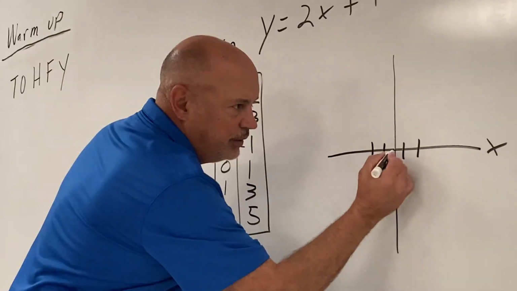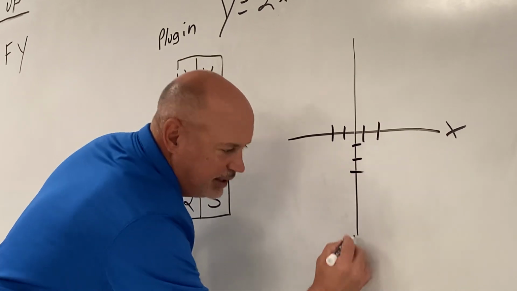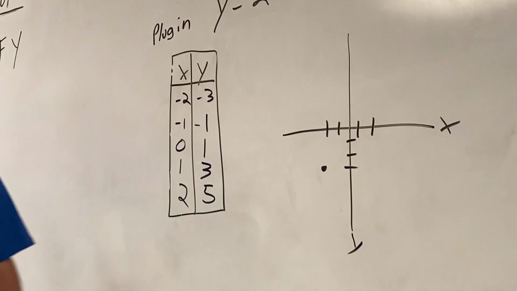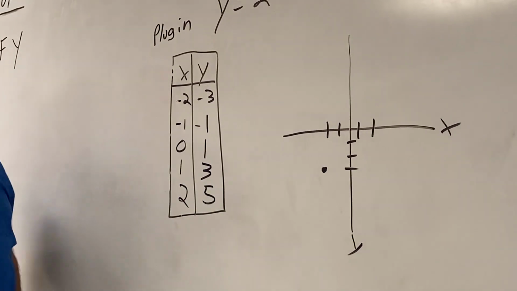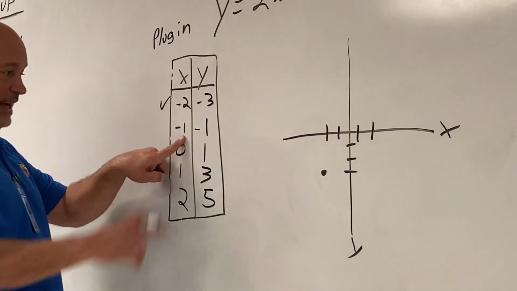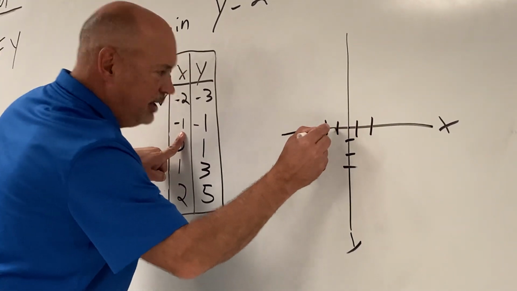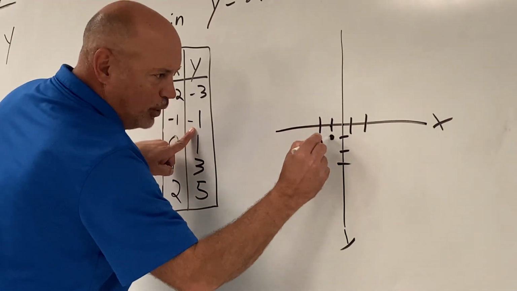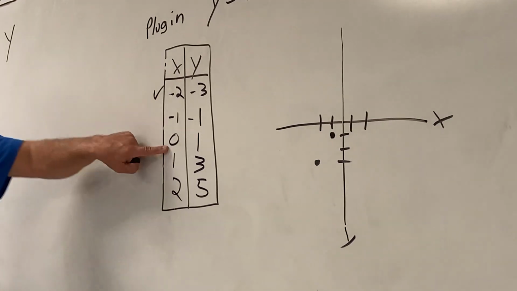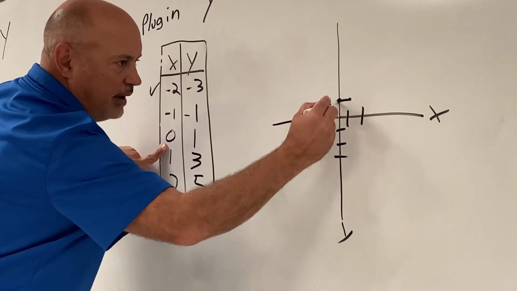Negative 2 on the x, go here first and then go down to negative 3 on the y. So negative 2, negative 3 would be right there. Check, I graphed the first point. Let's go to the next point. Go to negative 1 on the x. Here's the x. Here's 0, negative 1. And then go to negative 1 on the y. Boom. There's my next point. Go to 0 on the x. That's here. Go up to 1 on the y. Boom.